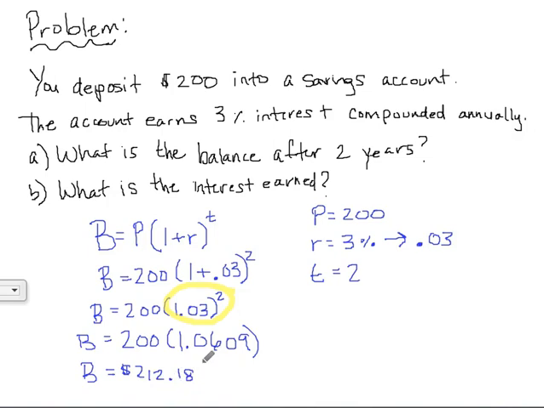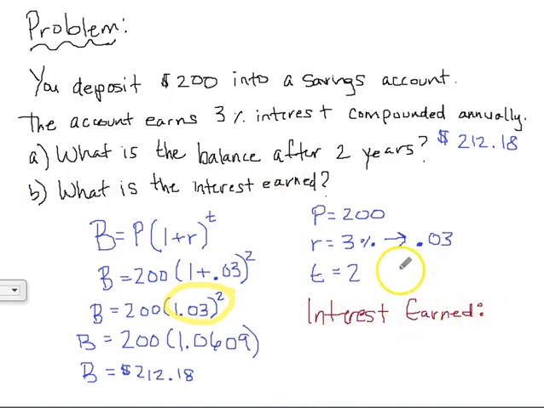So now I've got $212.18 in my account. Remember, this is a savings account. I haven't touched the money. I'm just letting it sit there and make some money over time. So this is our balance after 2 years, that we now have $212.18. And then the second question says, what is the interest earned?